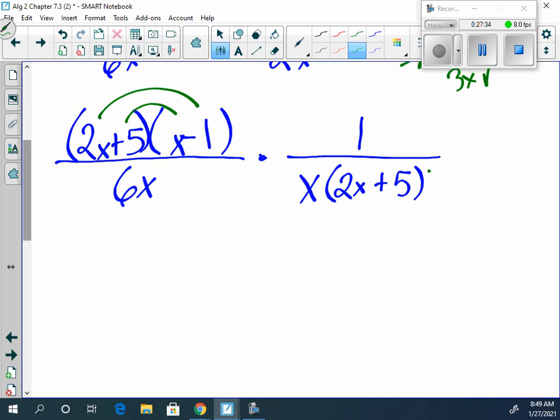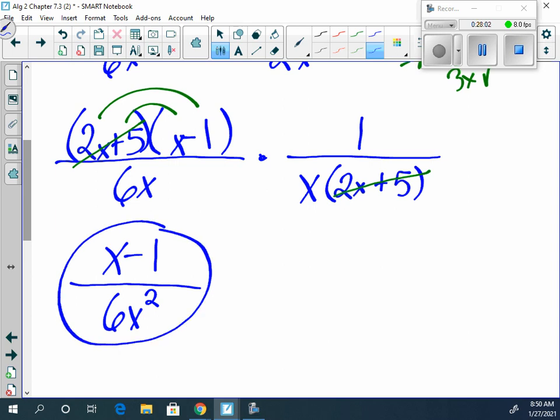Okay, what's in common? x and 2x plus 5. And that's it, because the only thing left on top is going to be x minus 1 and, well, 1. So, only thing left on top is our x minus 1. And what's left on bottom? And that there is almost our answer. We still need to find our restrictions.